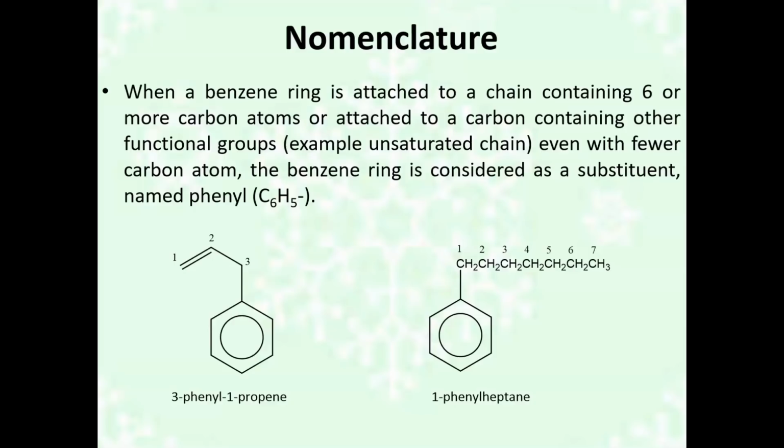Since the chain is an alkane, you may put position 1 here or here. If you put position 1 at the end of the chain here, then the phenyl group attached to the chain will get the largest number, which is 7. That means if you put 1 here, this will be position number 7. So this phenyl is attached to carbon number 7.